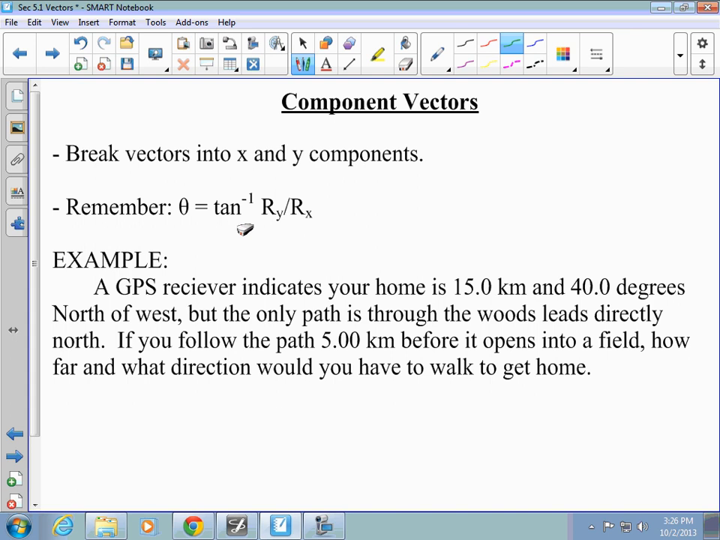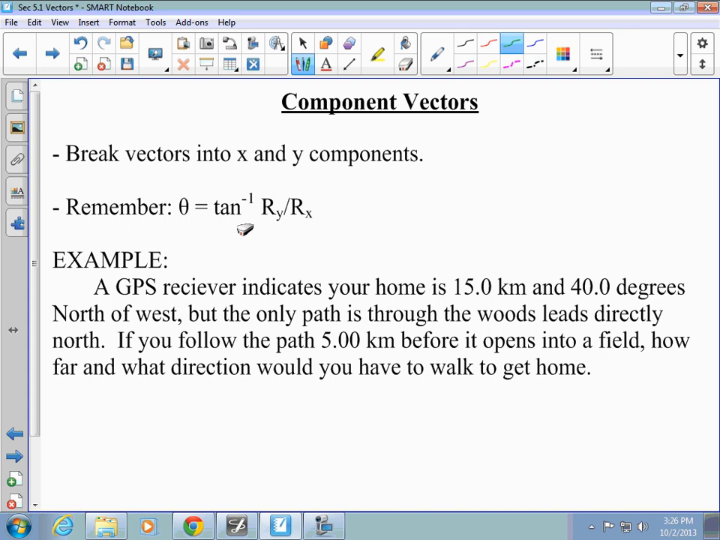So if we look at our example, a GPS receiver, spelled wrong, should be receiver, indicates your home is 15 kilometers and 40 degrees north of west. But the only path is through the woods that leads directly north. If you follow the path for 5 kilometers before it opens into a field, how far and what direction do you have to walk to get home?